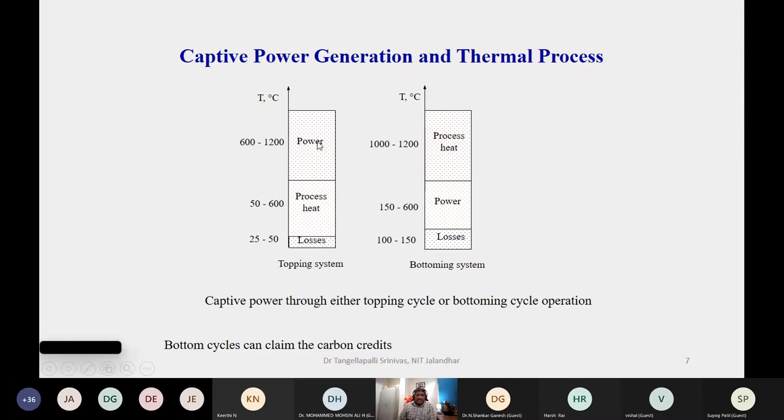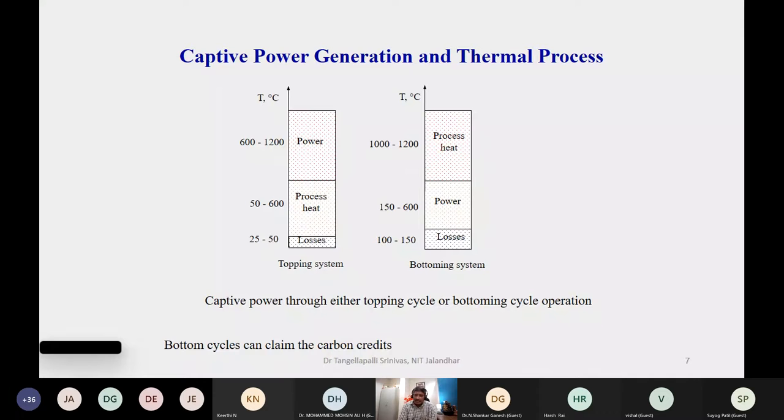In the topping system, the high temperature hot gas is first used for power generation. After completion of this power generation, the rest of the hot gas is used for process. For example, take a diesel power plant: after burning the fuel, first it goes to power generation. At the exhaust only, at approximately 200 degrees centigrade, we can plan the process heat.